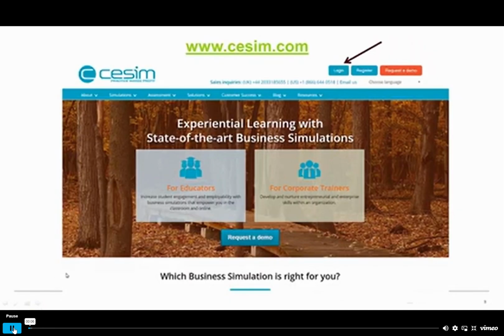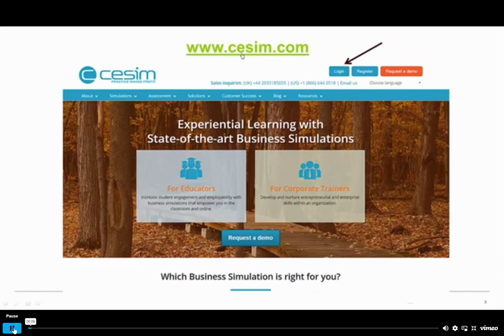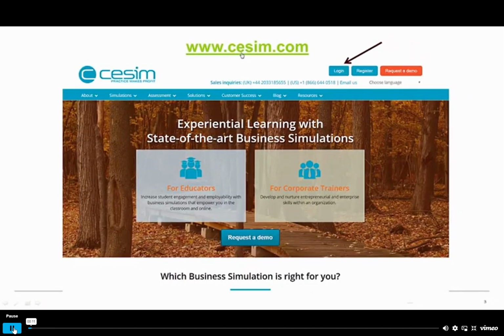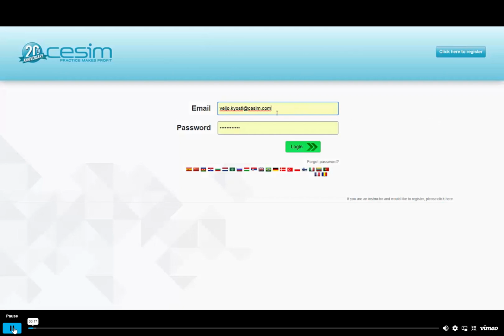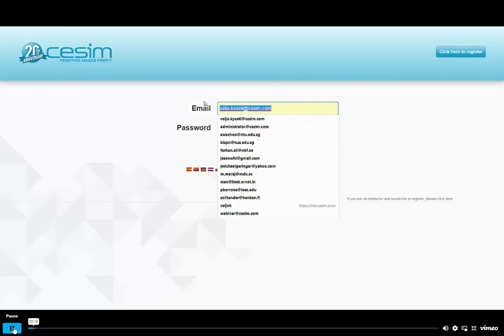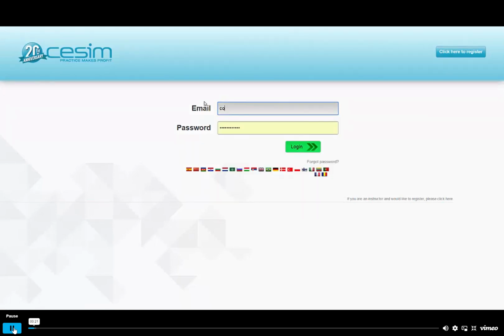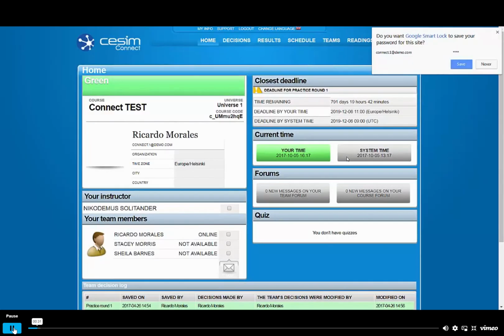First thing that we need to do is to go and log in at CESIM.com. We click login and then you will enter your email and password that have been given to you. Here I have connect1@demo.com, password test. Then we click login. We get to the participant interface.